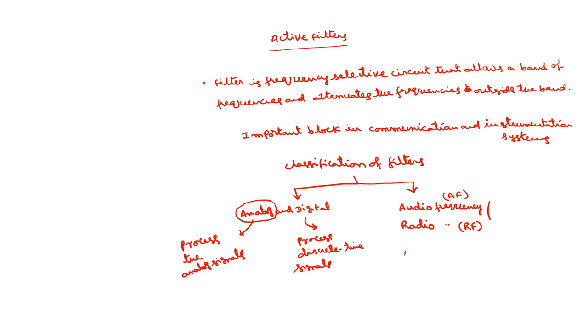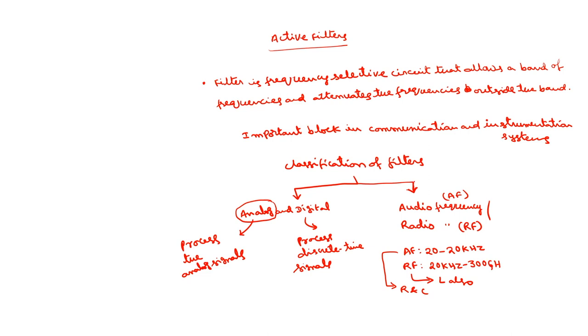So, what is the range of the audio frequencies? We know that this is normally in the range of 20 Hz to 20 kilohertz, and radio frequencies will be normally from 20 kilohertz to 300 gigahertz, high frequencies. So, in order to process these audio frequencies, we can use components like a resistor and capacitor. Whereas in order to process these radio frequencies, we require inductor also.